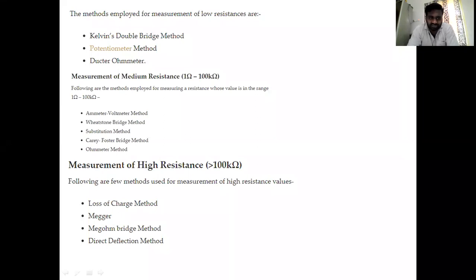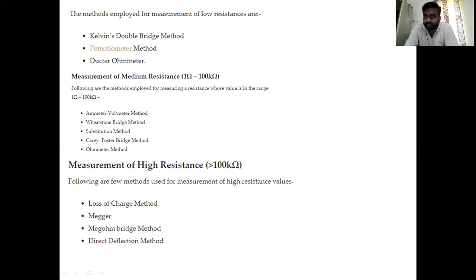Next, measurement of high resistance. High resistance is measured with the loss of charge method, Megger, mega ohm bridge, and direct deflection method. Among these, the loss of charge method and Megger are prescribed in our syllabus. From our syllabus point of view, in this entire classification of measuring methods, we will discuss Kelvin's double bridge method for measuring low resistance.